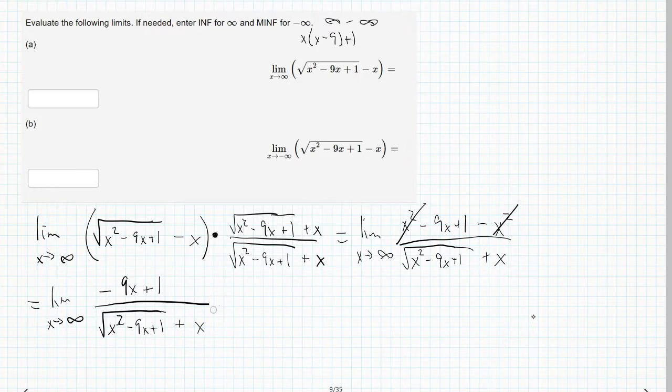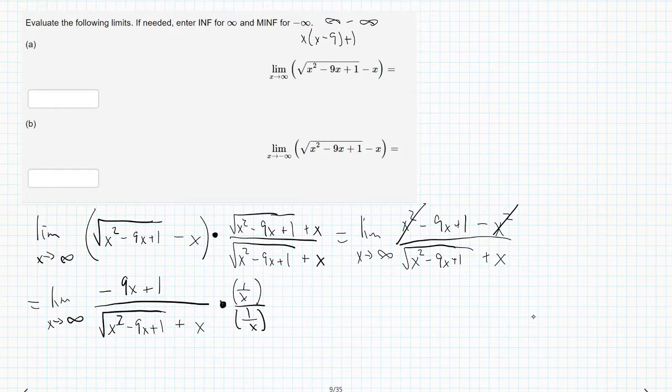Well, notice the degree of the numerator is 1. The degree of the denominator might seem tricky, but the square root of x squared, that's 1, and then the x is 1 as well. So what we'll do is we'll divide by x in both spots. Or you can say factor out an x, however you want to do it.